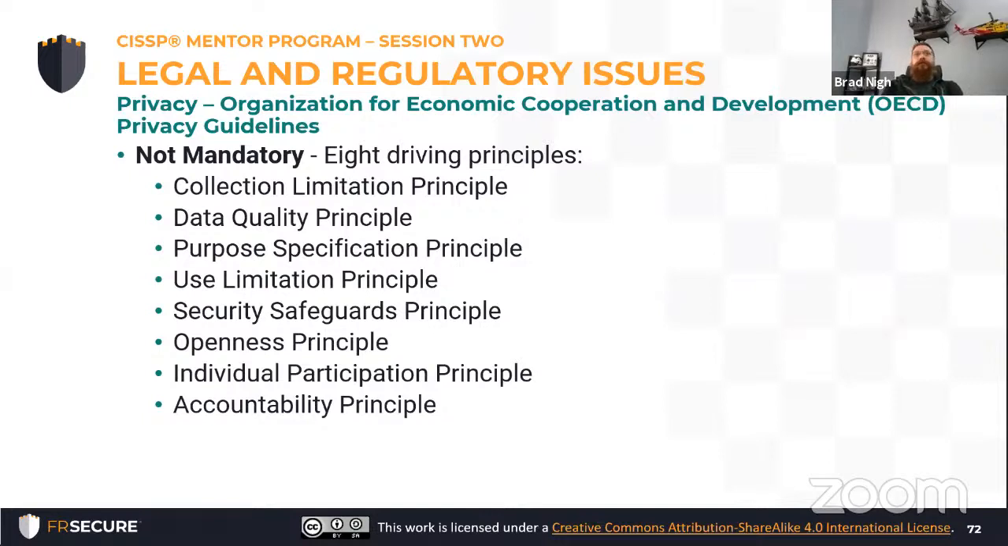I'm going to only collect what I need. I'm going to have good quality data. I'm only going to collect or use it for specific purposes, right? The use limitation. I'm going to have security safeguards in place, reasonable, right? Openness, I'm going to be open about what I'm doing, how I'm collecting it, all those things. Individual participation, making sure that with the opt-in, opt-out, those types of things, and then accountability, we're tracking this and who's doing what with the data. Really, you don't need to necessarily know the details behind these different principles. You just need to know if you have 8 principles that's not mandatory, it's the OECD.